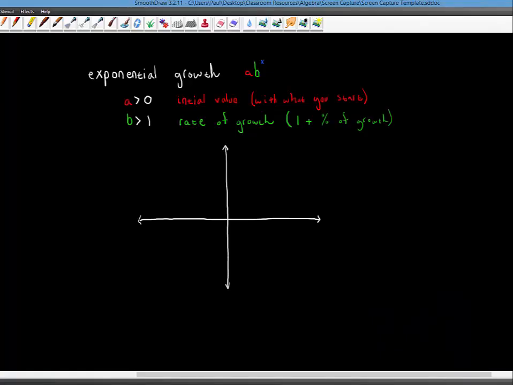Alrighty, so here is a generic look at exponential growth. This is a times b to the x, where a is bigger than 0 and b is bigger than 1. Probably between 1 and 2, but could easily be larger depending on the situation. A is our initial value, our y-intercept. That is, where do we start? Where does the growth start? And then b is the rate of growth, which is usually 1 plus some percentage.